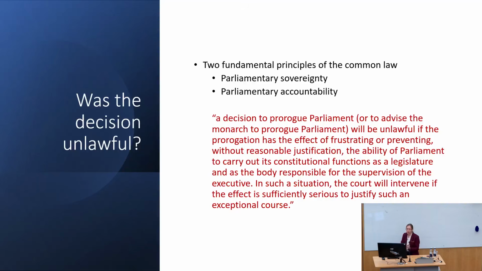So how did these principles place limits on prorogation? Well, the Supreme Court tells us that prorogation will be unlawful if it has the effect of frustrating or preventing, without reasonable justification, the ability of Parliament to carry out its constitutional functions. So if you prorogue Parliament in a way that frustrates or prevents Parliament from enacting legislation or holding the government to account, without reasonable justification, then that will be unlawful.